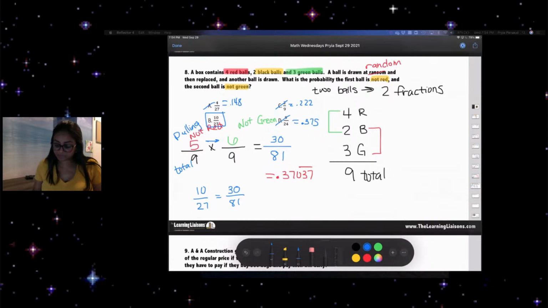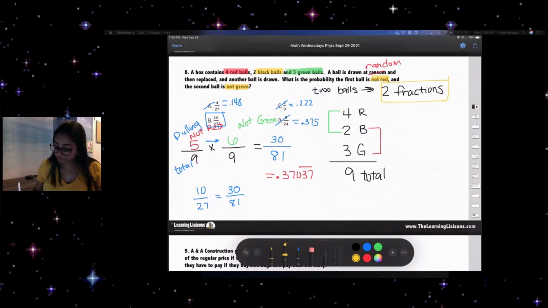All right? So when doing problems like this, you always want to start by asking yourself, how many things am I pulling, or how many things am I drawing? How many things are we changing? How many times am I doing it? In this case, we're doing it 2 times, which means we're going to have 2 fractions. The same thing as tossing a coin. If you're tossing a coin 2 times, you're going to have 2 fractions. If you're tossing a coin 3 times, you're going to have 3 fractions. So keep those little things in mind.